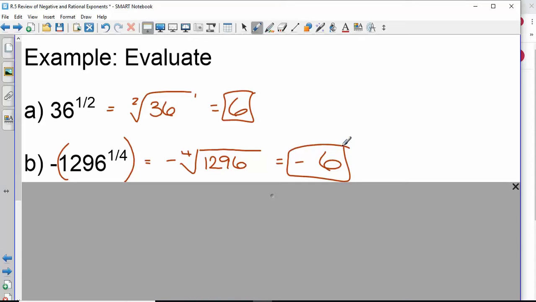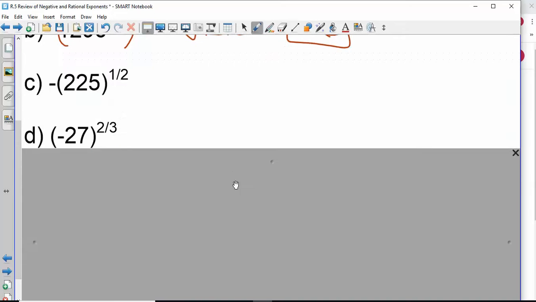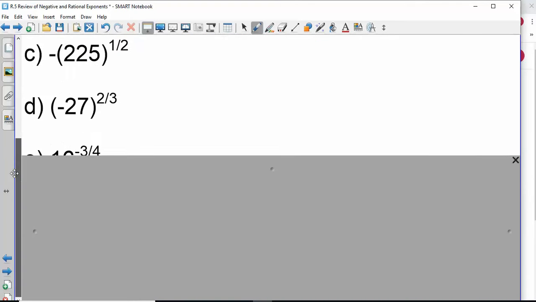I've got a lot of examples up here. I'm not going to do all of them, so I'm going to skip for a second. And I'm going to go down to, I'm going to skip that one. Let's do this one. So your example C. Negative 27 to the 2/3.